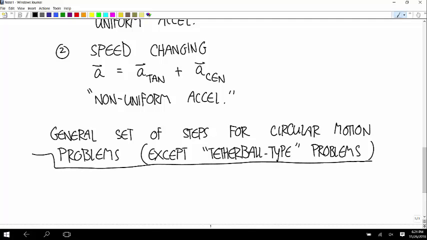Okay, is it a coincidence that one of the types of circular motion is called uniform circular motion, and that this is a general set of steps, and generals wear uniforms? Yes, that's totally unrelated.